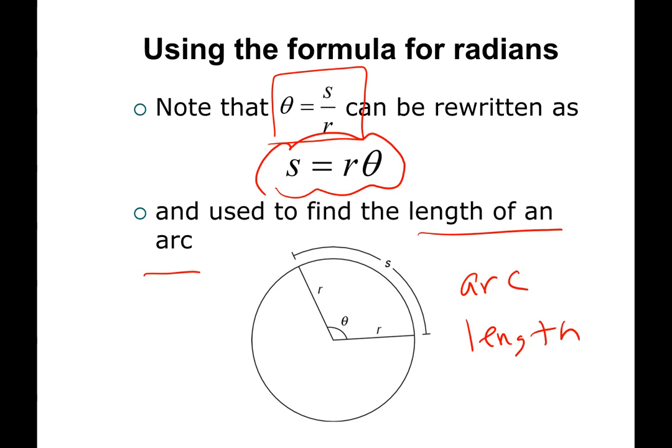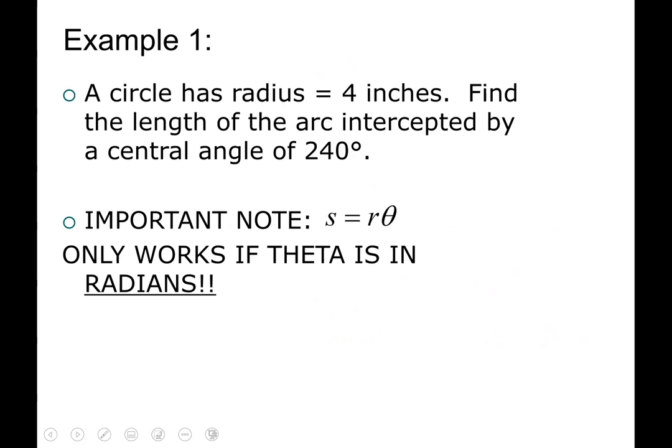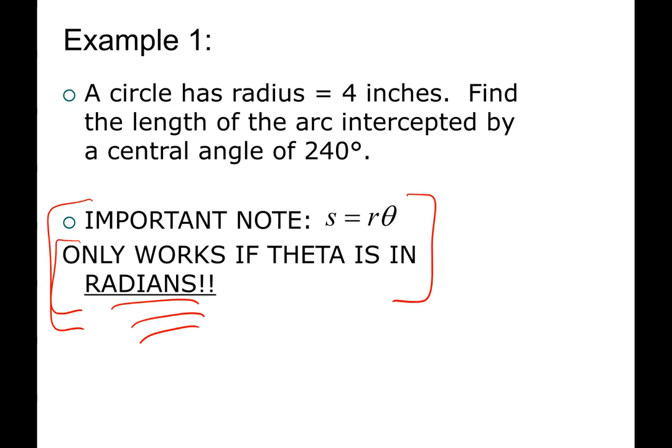What that's saying is that if you want to find the length of this S, you're going to multiply whatever the radius of the circle is, which may or may not be on the unit circle, by whatever this central angle is. Keep in mind, something very, very important here: the formula is only going to work if theta is in radians. So if the angle is given to you in degrees, you have to first convert it. So here's our first example.